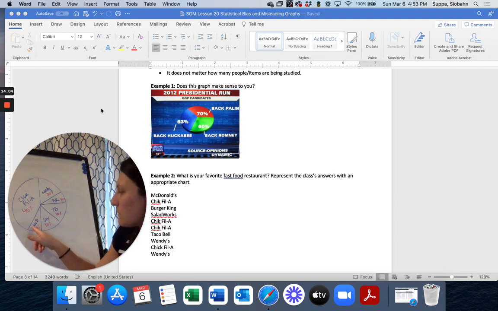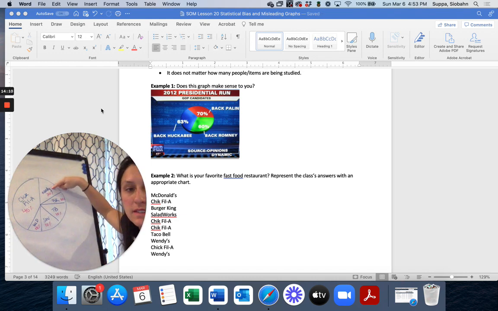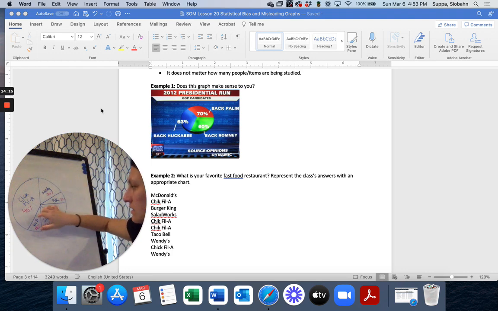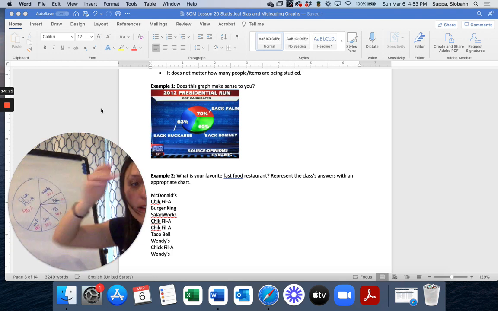Then 1 student liked McDonald's, 1 student liked Salad Works, 1 student liked Taco Bell, 1 student liked Burger King, and 2 students liked Wendy's. So this is not a perfect pie chart because these should all look roughly the same area, and they don't. This should look the next biggest, and this one should look the biggest.